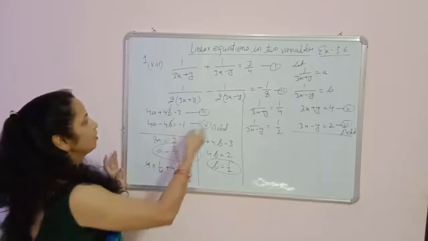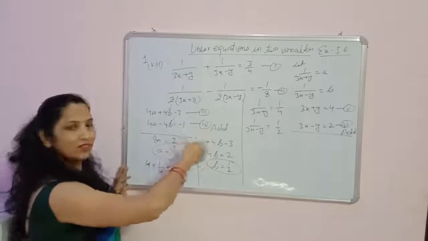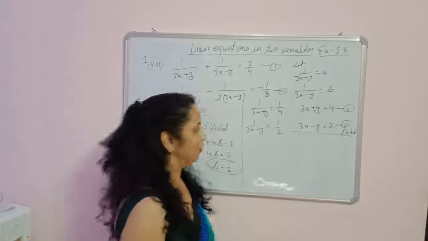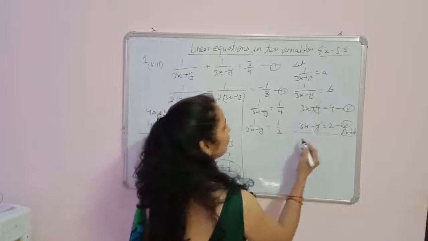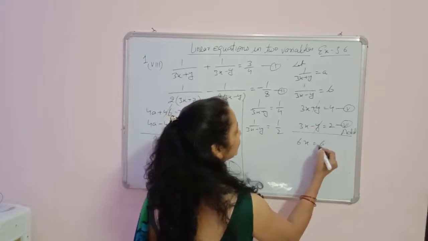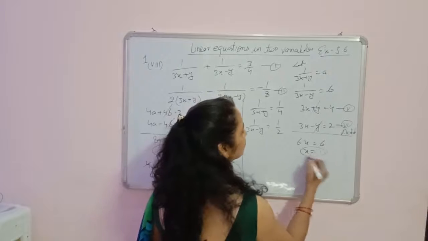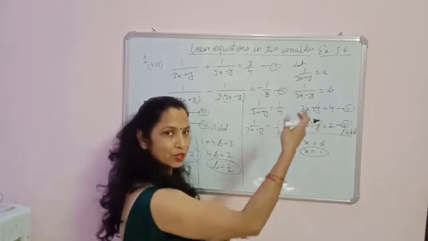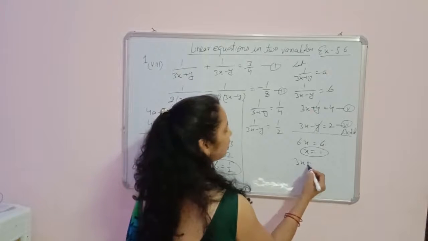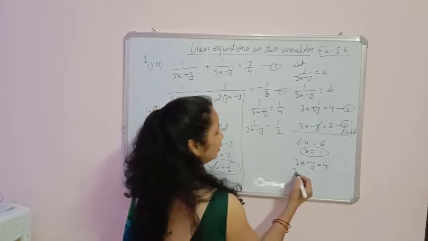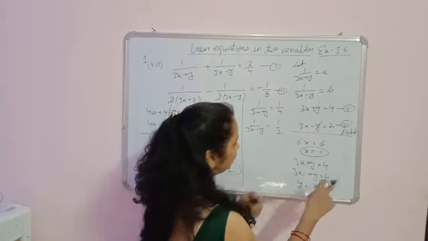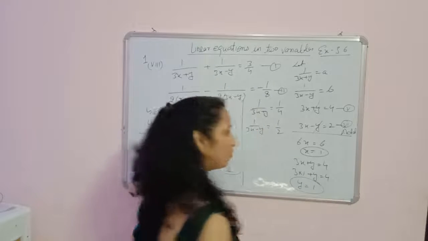Like in this case, first we simplify this in the reducible form, and finally we have to simplify this one. So by adding the equation, we will get 6x is equal to 6 and x is equal to 1. This is the value of x, and you can put this value in equation 5 or 6. So 3x plus y is equal to 4. 3 into 1 plus y is equal to 4. Then the value of y is equal to 1. This is the value of y.